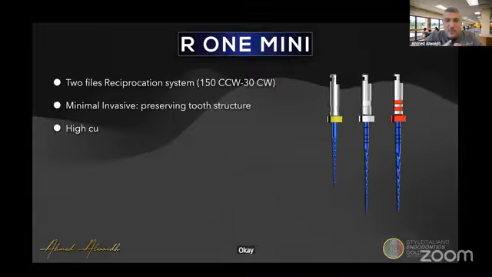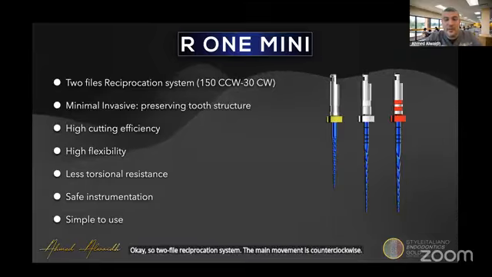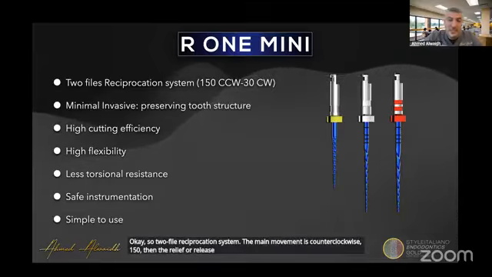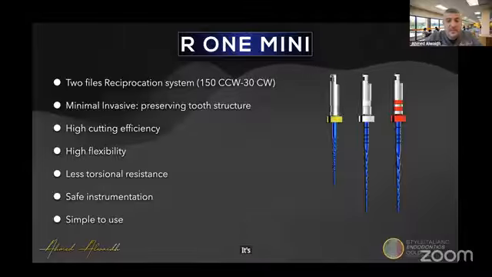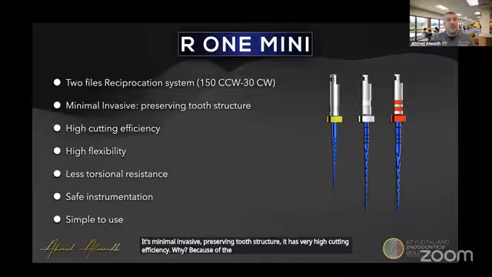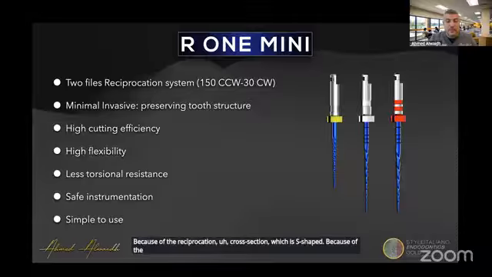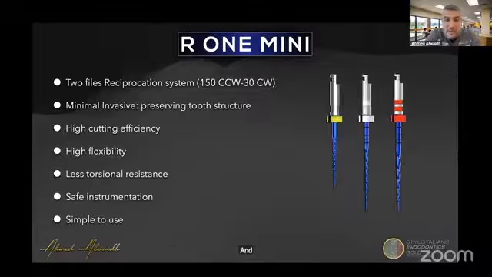Okay, so it is a two-file reciprocation system. The main movement is counterclockwise 150 degrees, then the relief or release is 30 degrees clockwise. It's minimally invasive, preserving tooth structure. It has very high cutting efficiency. Why? Because of the cross section, which is S shape, because of the reciprocation movement, because of the variable taper and minimum taper at the coronal part.